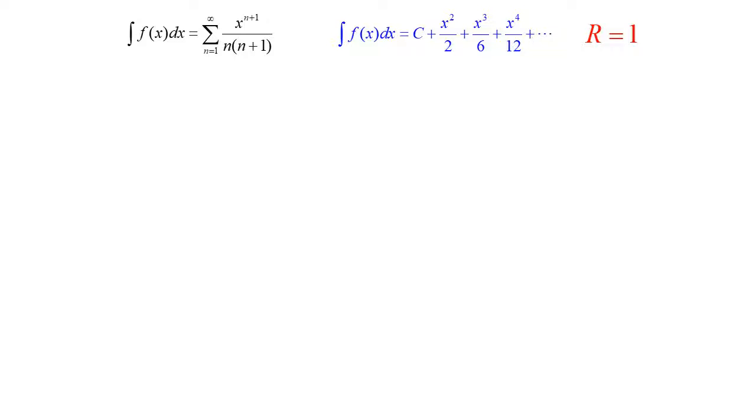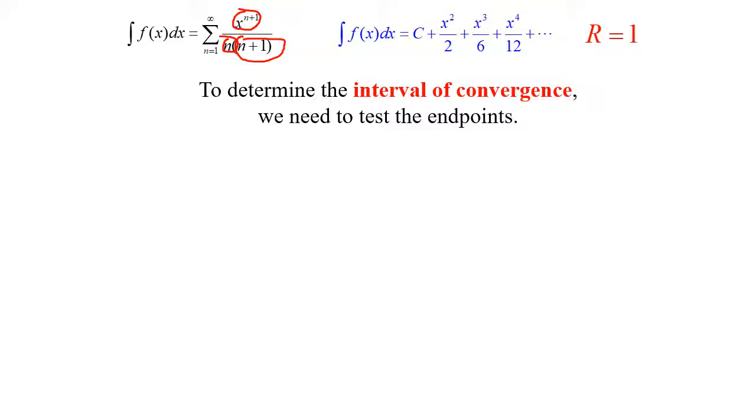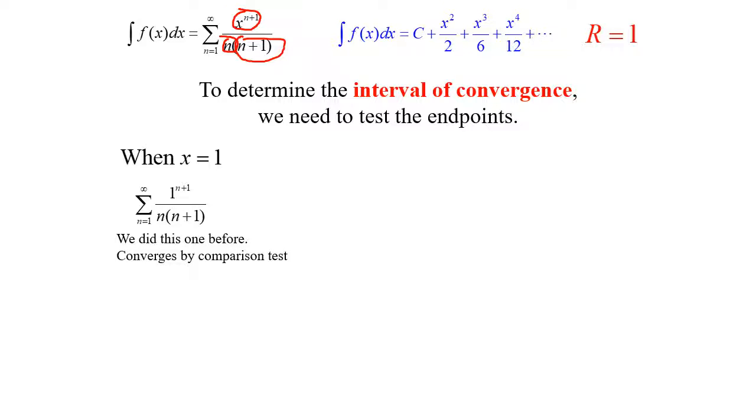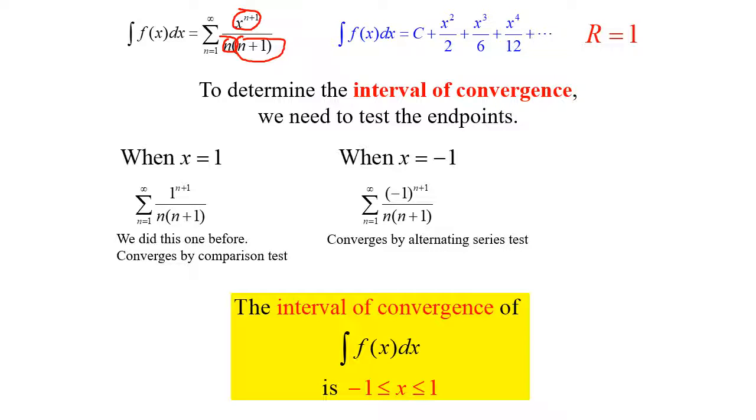Likewise, the integral by the power rule would be x to the n plus 1 divided by n plus 1, leaving the n alone, which means if we check x equals 1, we see this converges. If we check x equals negative 1, we see it converges. So the interval of convergence for the integral does include both the negative 1 and the 1.